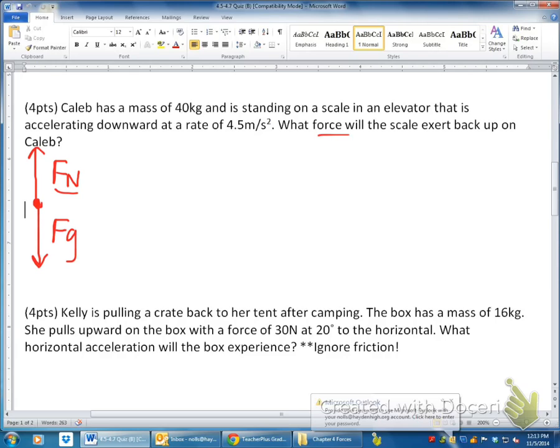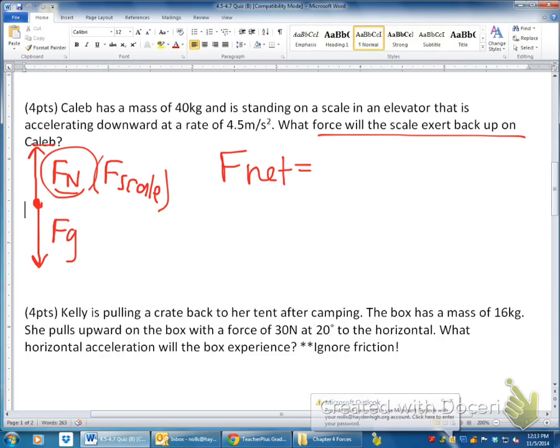That's what the scale will exert back up. That's what the scale would read. So you could also label this F of scale if you wanted to. If you so choose, you could do that. But this is what we're solving for. Okay, so our net force equation will look like what? F net equals what? Exactly. Fn minus Fg.